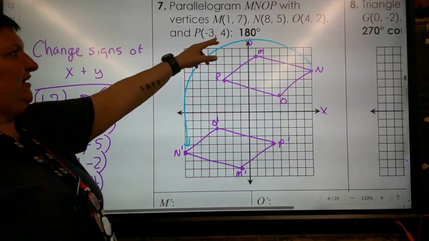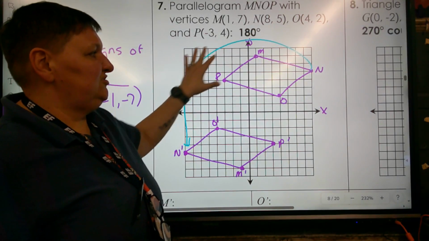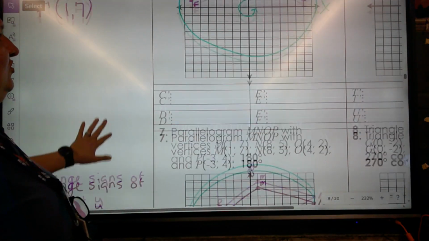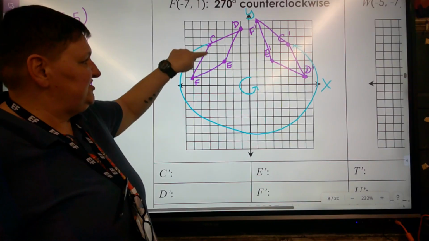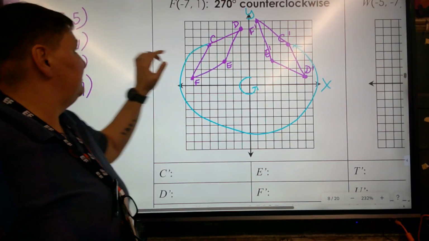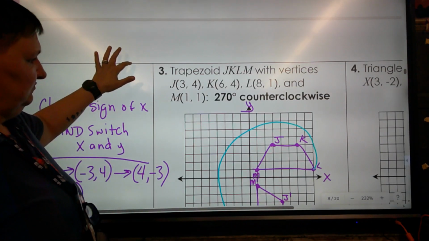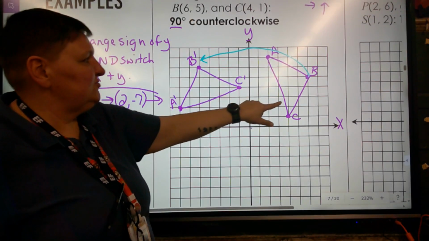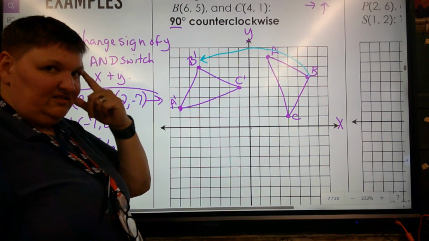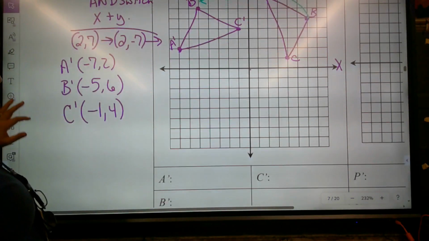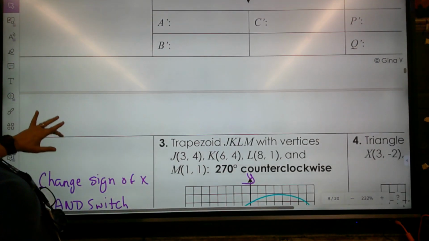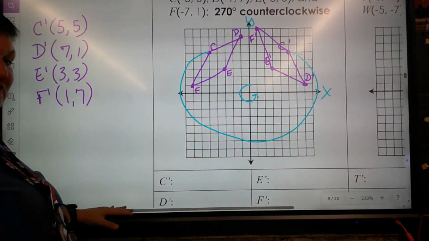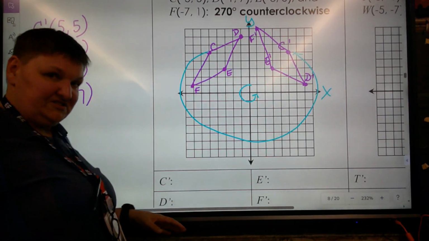Remember, we went 180 degrees on this one, so we shifted 2 quadrants. We went 270 degrees on this one, so we shifted 3 quadrants. And we went 90 degrees on this one, so we only shifted 1 quadrant. Think about where your after image should end up, all right? Make sure you understand the first 8 before you move on to the second video.